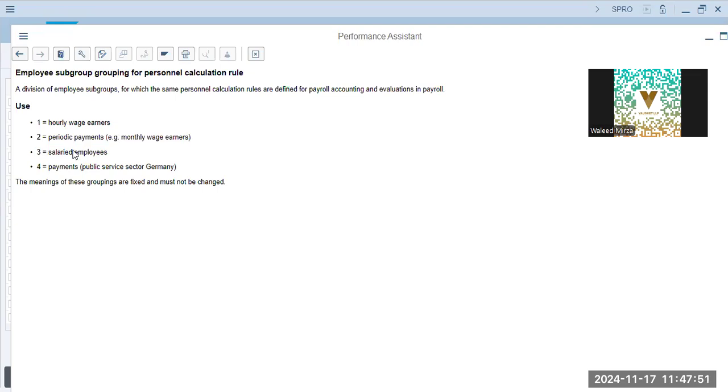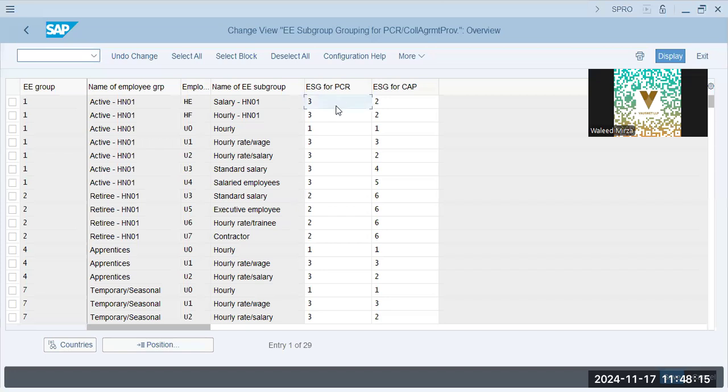Okay, two salaried and payments, public service sector, academy division employees approved for which the same personnel calculation will be defined for payroll accounting and evaluations and payroll. Okay, personnel calculation rule, and we have salaried class and hourly wage earners. Hourly is one, three is salaried. Three is salary, hourly is one, and this is F1 again.